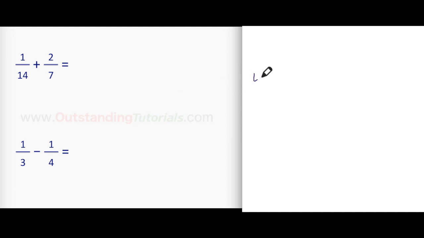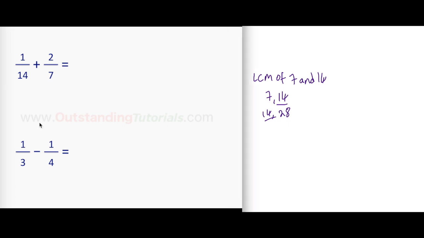What is the lowest common multiple of 7 and 14? 7 times table goes 7, 14. 14 times table goes 14 and 28. Clearly it's 14. So the new denominator will be 14. In other words, that's already 14, so only this has to change. This is the case where one is a multiple of the other. Only this one changes.